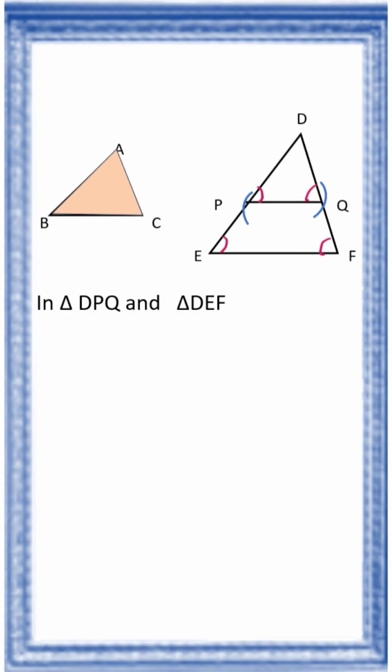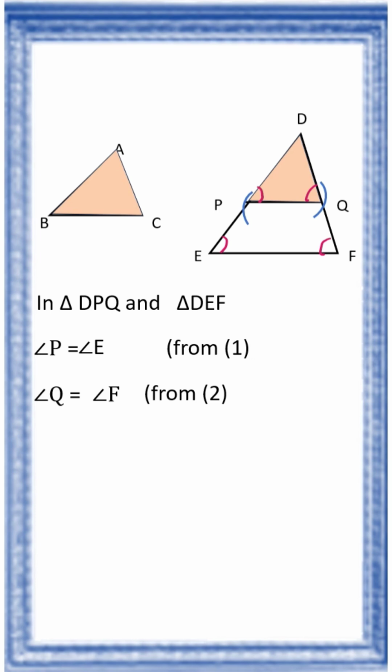In triangle DPQ and triangle DEF, look at the figure. What do we have now? Angle P is equal to angle E from 1. Angle Q is equal to angle F from 2. Angle P is equal to angle E, angle Q is equal to angle F, just now we have proved. It implies that triangle DPQ is similar to triangle DEF, by angle criterion of similarity.